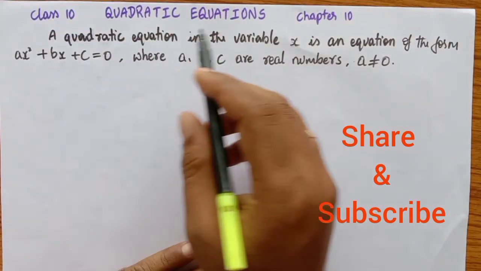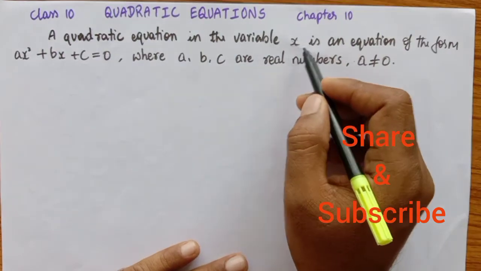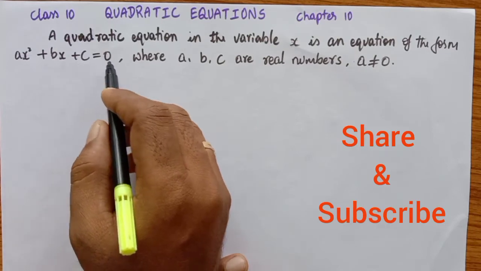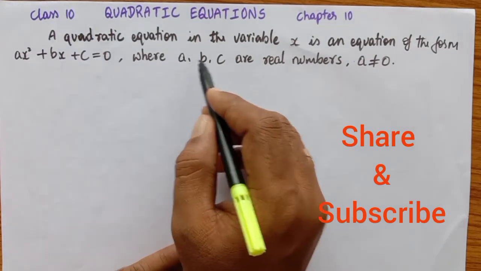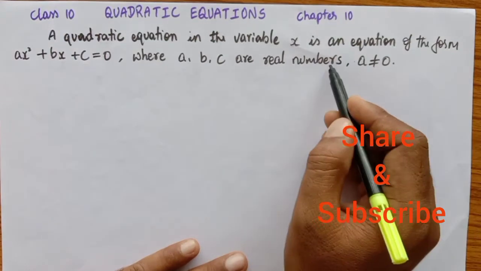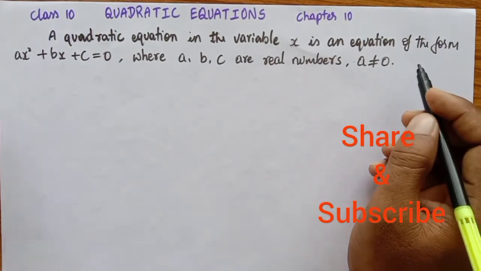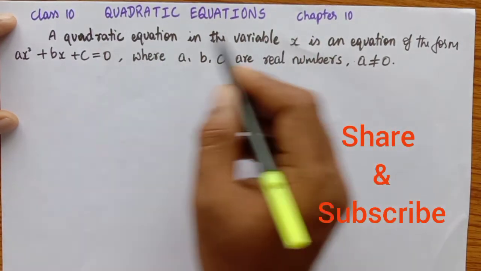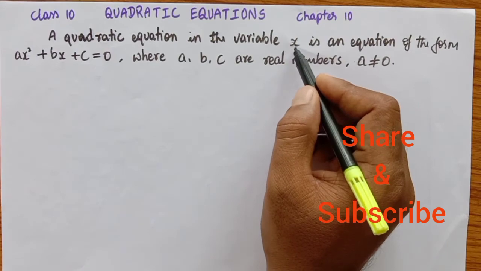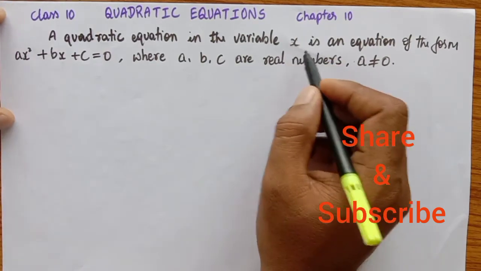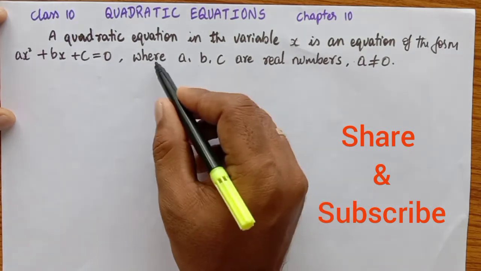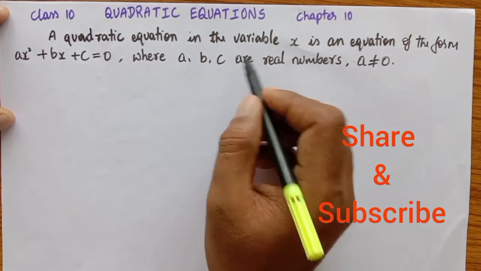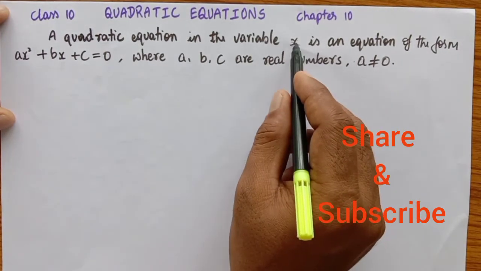A quadratic equation in the variable x is an equation of the form ax square plus bx plus c is equal to 0, where a, b, c are real numbers and a does not equal 0. You should understand here, if you want you can change x to y. Then instead of a, you can write any other real numbers b, c. Yes, these are real numbers. It can be anything like that.